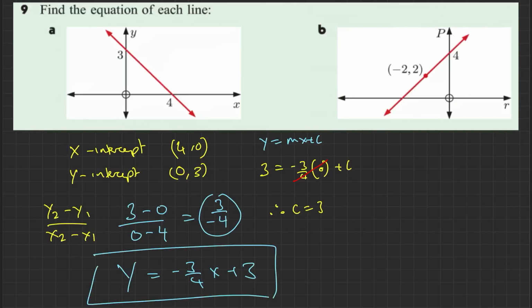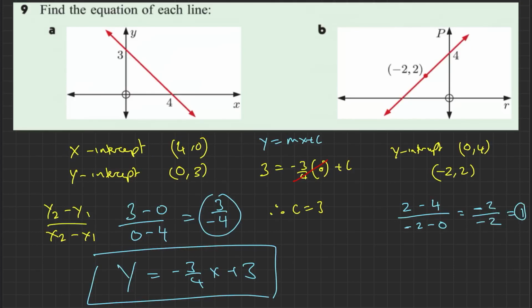For part B, we have the y-intercept. So we can write down the y-intercept, which is 0, 4, and then we have a second point, which is -2, 2. So we'll use these points to find the gradient. So that will give us -2 over -2, which gives us a gradient of 1. And now we can use one of these points to substitute into the equation. And I'm going to go ahead and use the y-intercept. So I've got 4 is equal to 1 times 0 plus c.